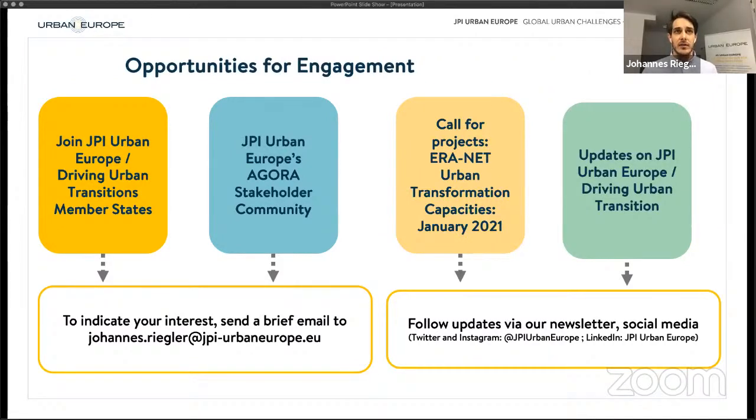We also have a stakeholder community, the Agora, which is open to anyone who's interested in the matter. We also have a joint call coming up in January 2021, which is called Urban Transformation Capacities, which is open to many countries, not all countries. If you need more information, also send me an email and I can link you up, or subscribe to our newsletters.